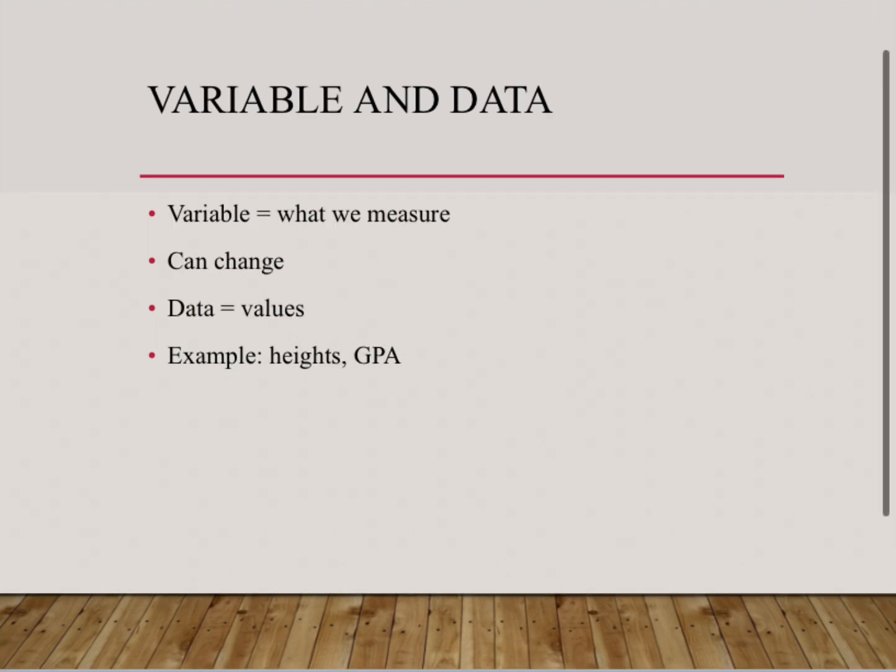A variable is what we measure in a study. It can change from one person to another. Data are the actual values we collect. For example, height is a variable and the numbers are data.